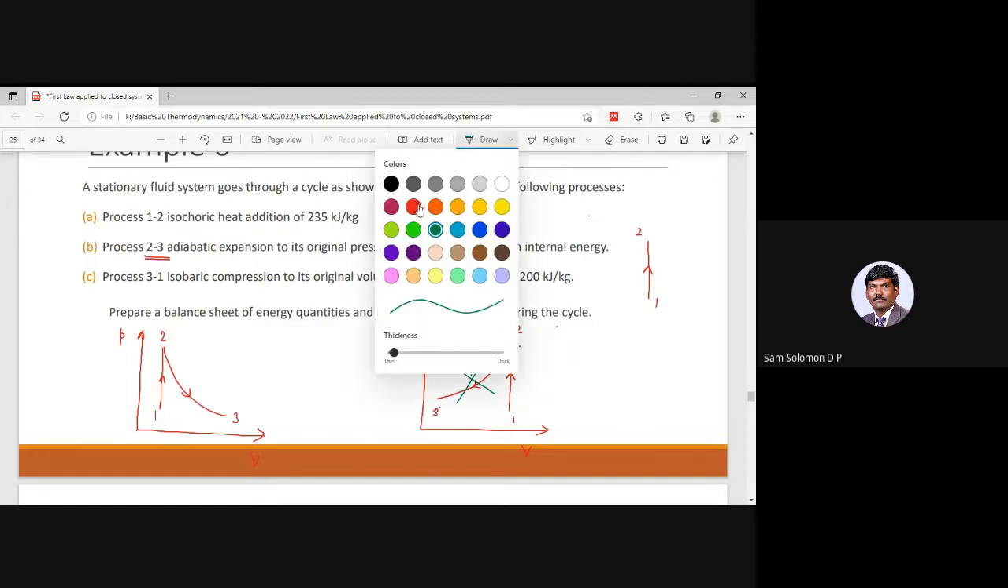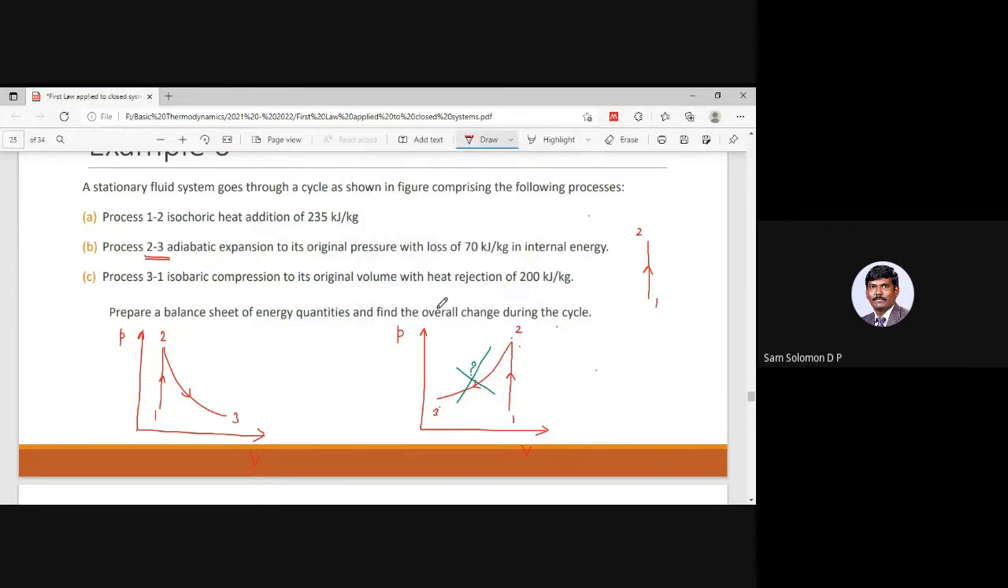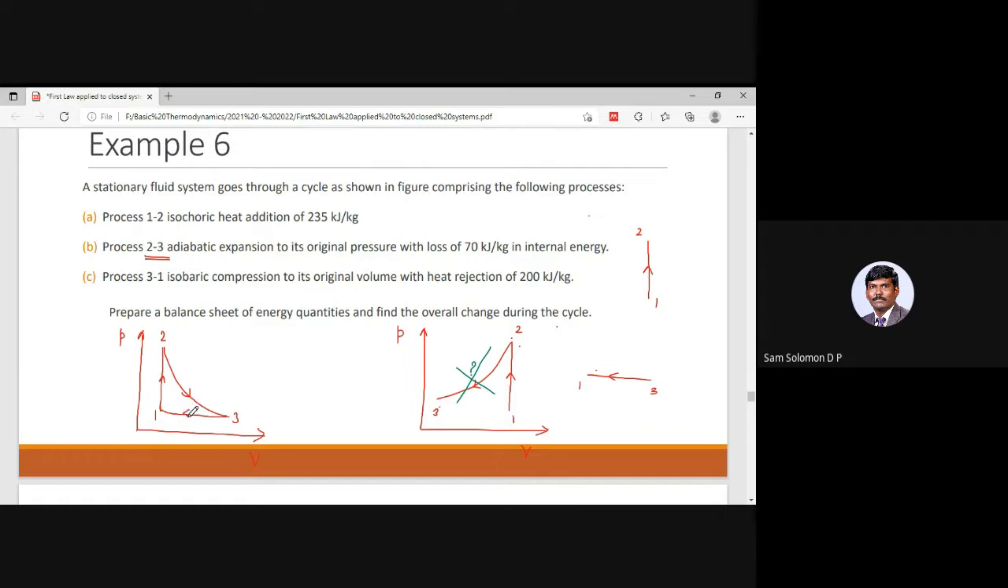Okay, the third one is isobaric compression. So isobaric is supposed to be a horizontal line. When they say compression, it should be from here to here. So the volume should reduce. So V1 should be lesser than V3. And they are saying that it is going back to its original volume, which is V1. So now all that you have to do is join these two. Sorry, I'm not able to join it properly. So this is supposed to be a horizontal line which goes from 3 to 1. So this is how you draw the PV diagram.